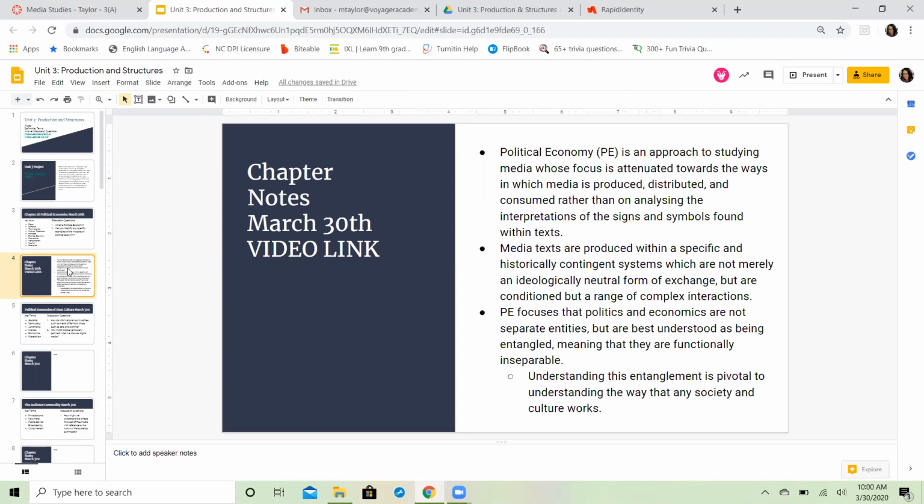So chapter 26 on political economies. Here are your notes. Political economy is going to be an approach to studying media whose focus is attenuated towards the ways in which media is produced, distributed, and consumed, rather than on analyzing the interpretations of the signs and symbols found within the text. So let's talk about the Lion King adaptation we watched the other week in class.